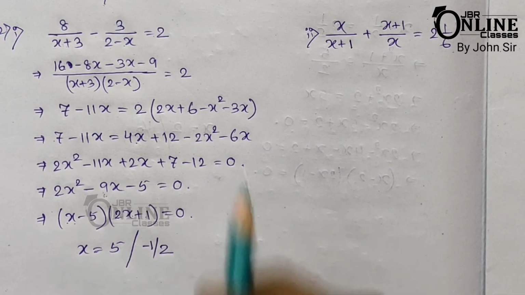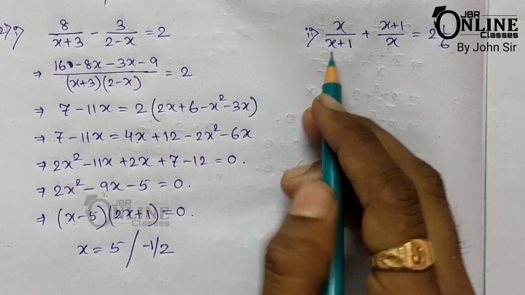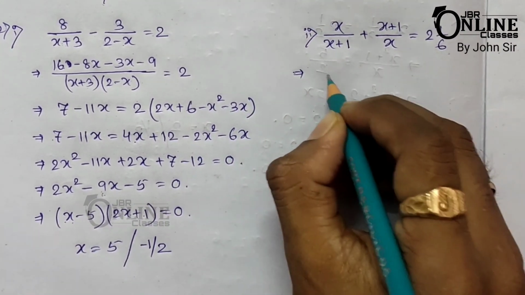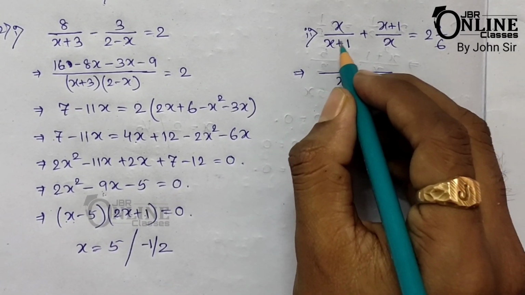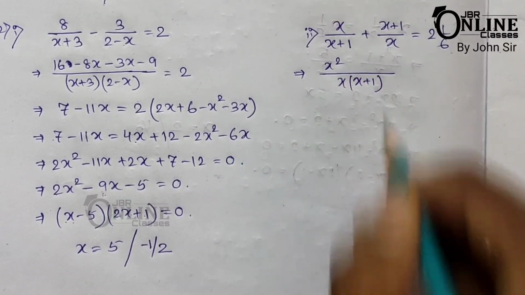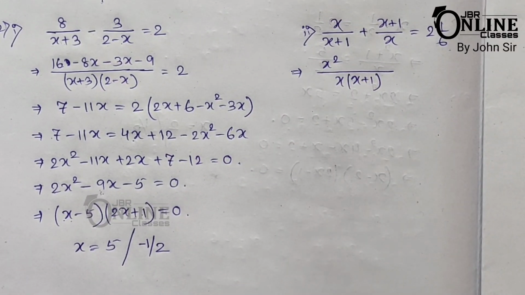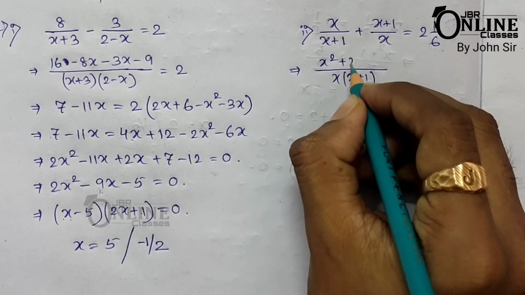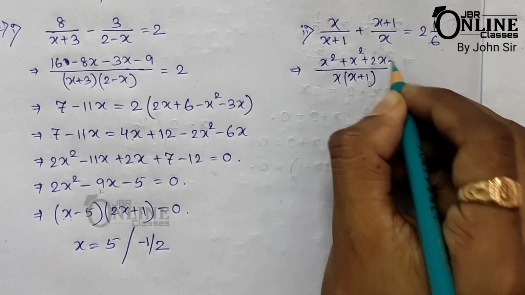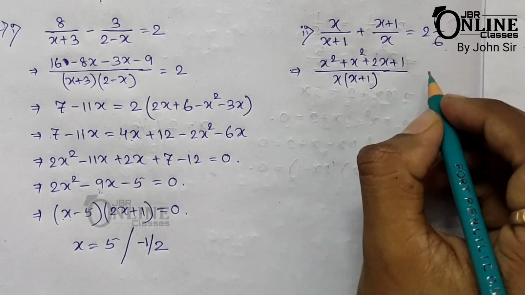Now next sum number 12(2). This is the last sum in this exercise. So here x into (x plus 1) as the LCM. So here x into x squared, and then (x plus 1) into (x plus 1) becomes (x plus 1) whole square. So formula x squared plus 2x plus 1, it's (a plus b) whole square formula.